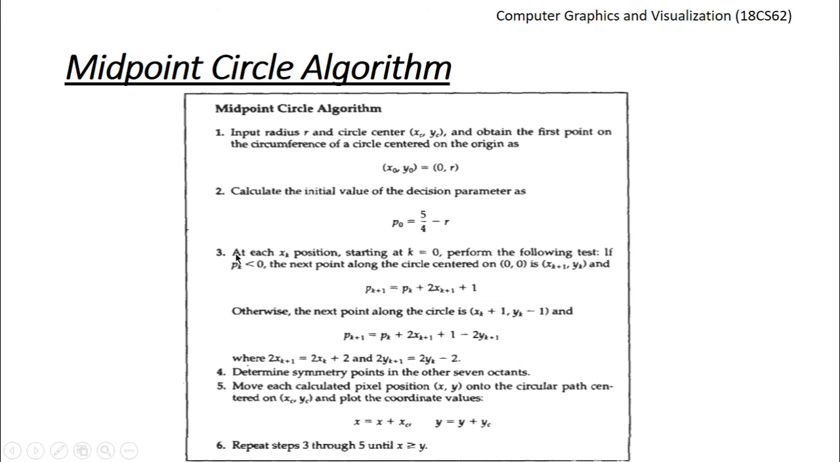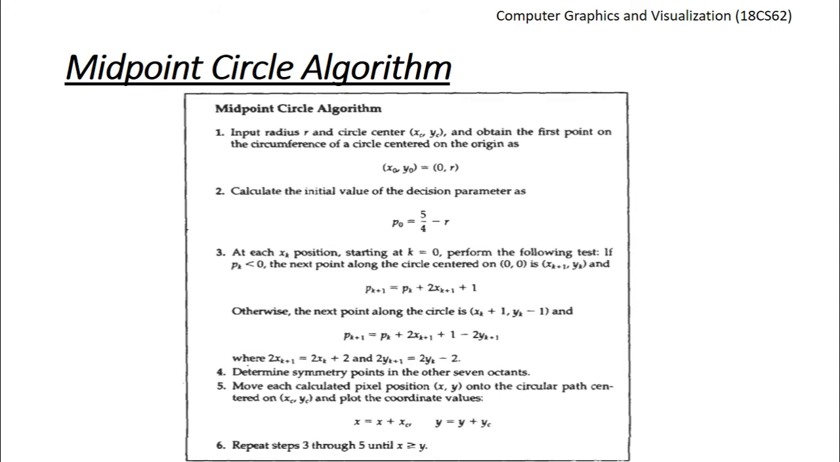We need to repeat the steps from step number 3 to step number 5 until the value of x is greater than or equal to y. So this is the midpoint circle generation algorithm. We will look at one example, and we'll understand it better. So I'll just go through the steps once again. First step is to input the radius r and circle center (xc, yc) and obtain the first point on the circumference of a circle centered on the origin as (x0, y0) equals (0, r). That is the first step.